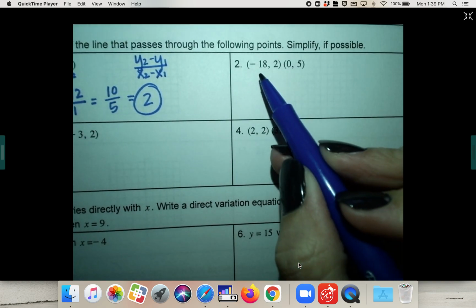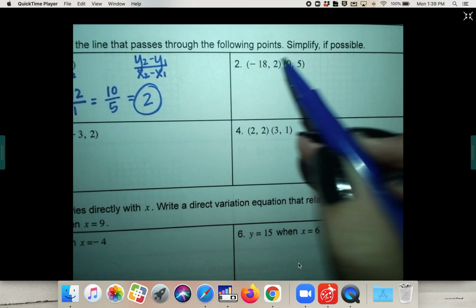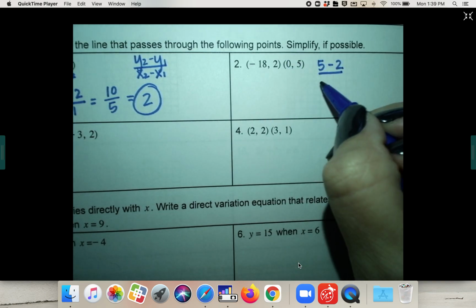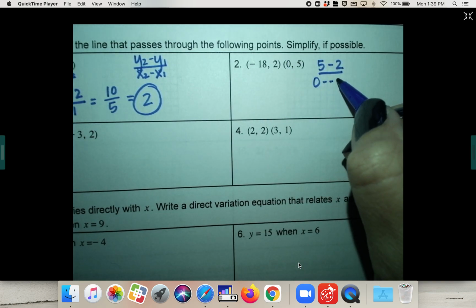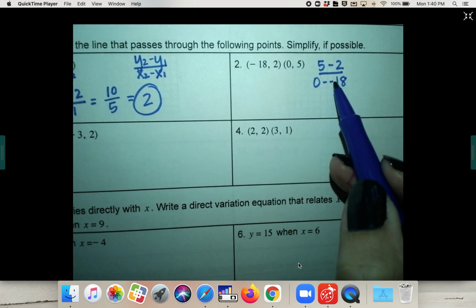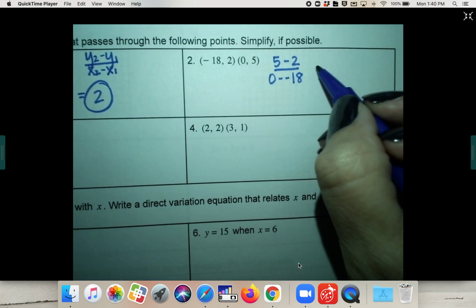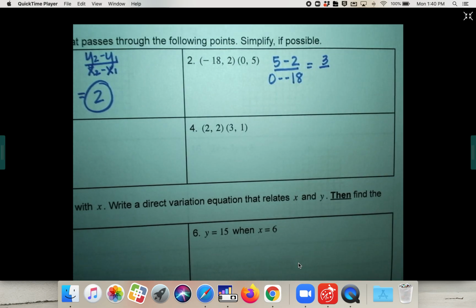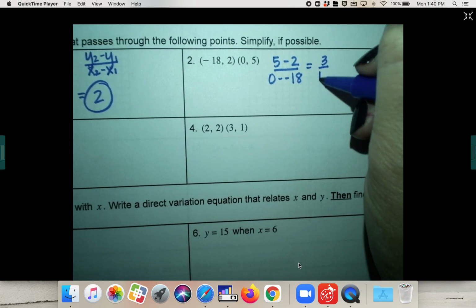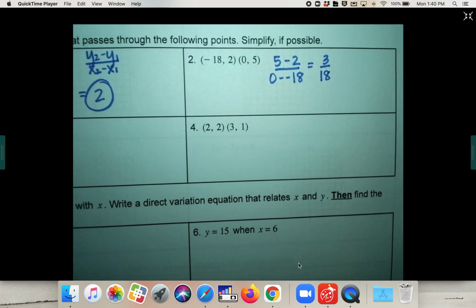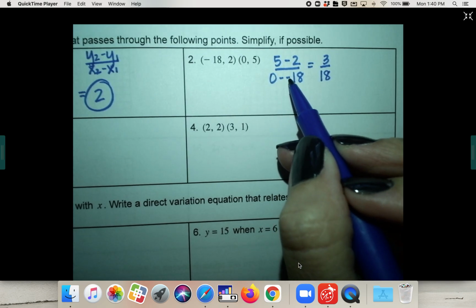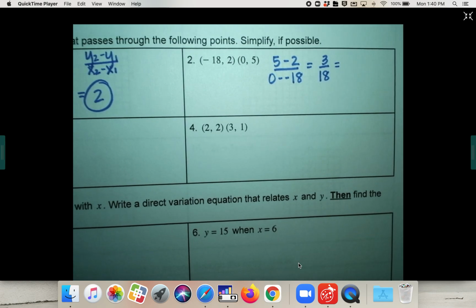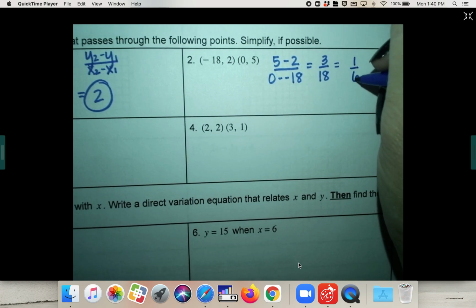Now that you know which one is my x1, y1, and x2, y2, I'm just going to do y2 minus y1 over x2 minus x1. If it's a negative, be sure to write it in addition to the minus. So this one's a little tricky. 5 minus 2 is 3. 0 minus negative 18 would become a positive 18. If you're not sure, use your calculator and put it in exactly like it says, 0 minus negative 18. 3/18 definitely simplifies. They both divide evenly by 3, so that would be 1/6.